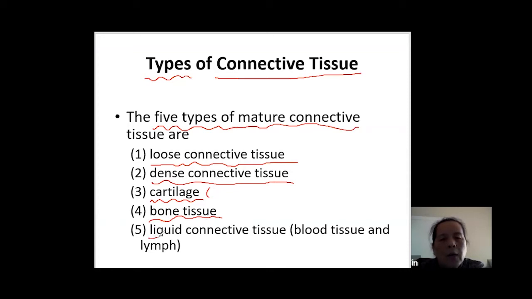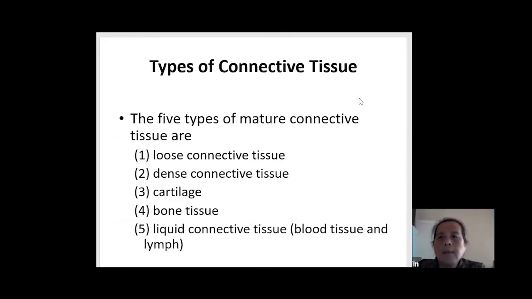Connective tissue also includes the liquid part: liquid connective tissue, blood and lymph. So blood and lymph belong to the connective tissue category, and certainly their function is mainly to transport materials. So that's the basic picture of connective tissue.